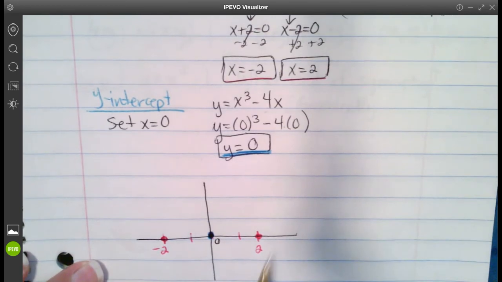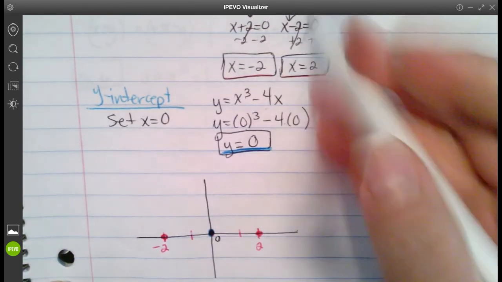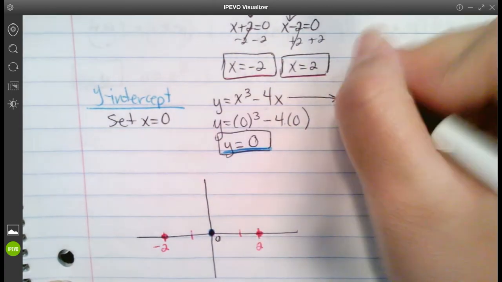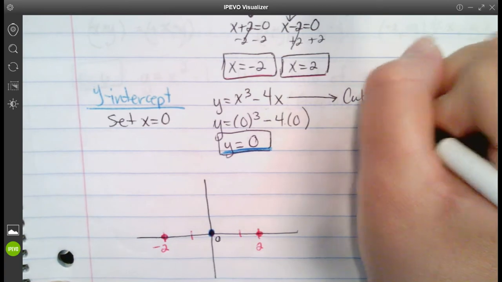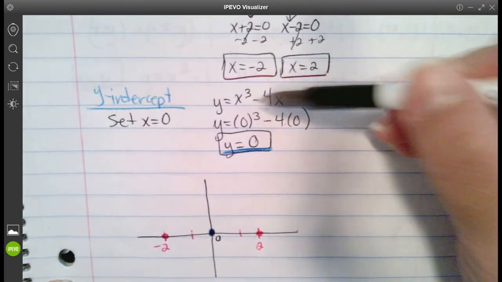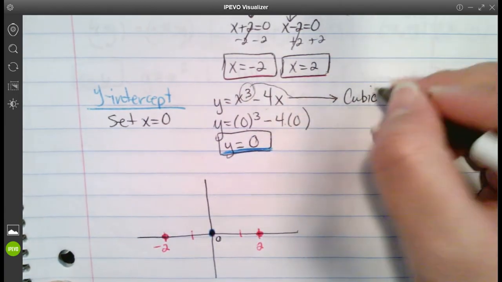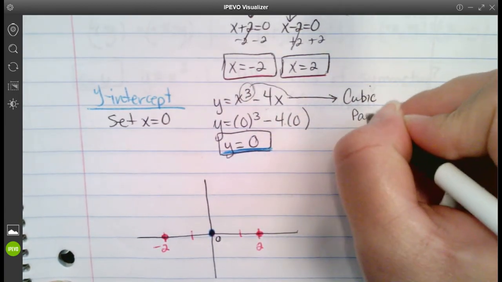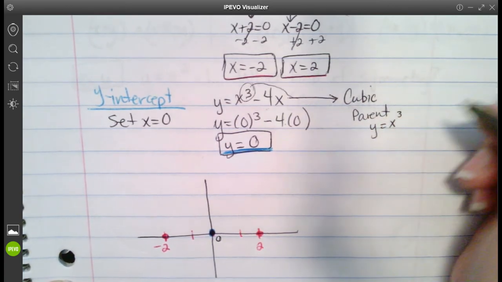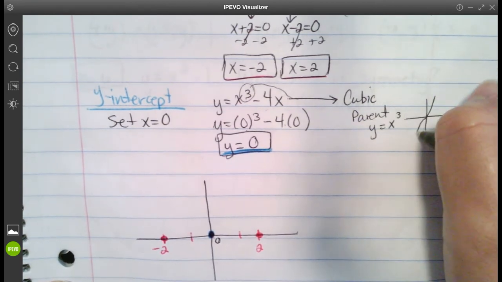So this is where your parent functions come into play. And again, we are going to see those a little bit later, but just as a recap, this function here, this one right here, it's a cubic function. This is kind of review from algebra 2. So it's cubic because of this little 3 right here. And the parent for the cubic function is y equals x to the third power, x cubed. And this graph looks like that.